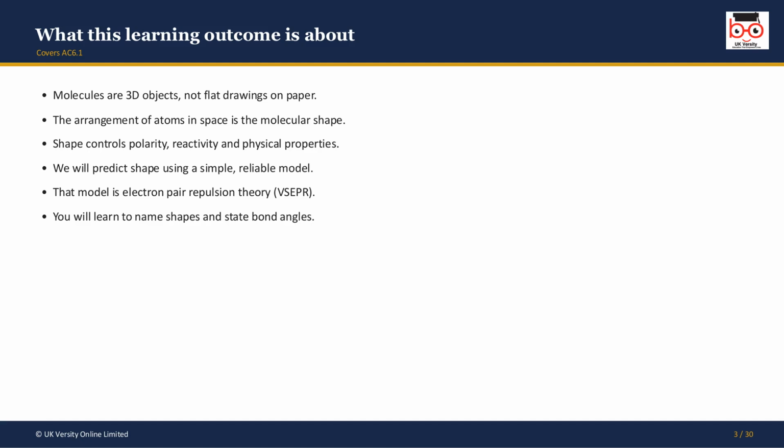Let's set the scene. Molecules are three-dimensional objects, not flat drawings on paper, and the arrangement of their atoms in space is what we mean by molecular shape. That shape controls polarity, reactivity, and physical properties, so it's well worth predicting. We'll do that with a simple, reliable model called electron-pair repulsion theory, often abbreviated to VSEPR, and you'll learn to name the shapes and state their bond angles.